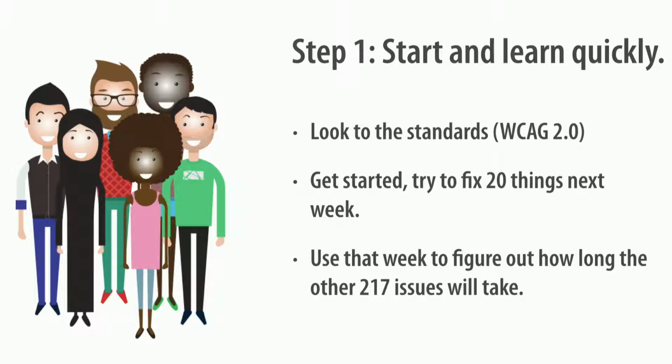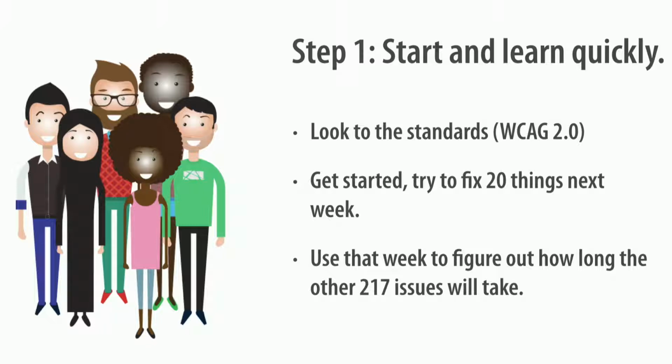They decided arbitrarily, we're going to take these 20 things and try to fix them, and we're going to try and do that in a 1-week period. They're then going to use the results of that week to figure out how quickly they can get the other 217 done. We worked with a team very recently that had over 220 issues, and their initial estimate on how long it was going to take to fix them was 2 developers full-time for 10 months.